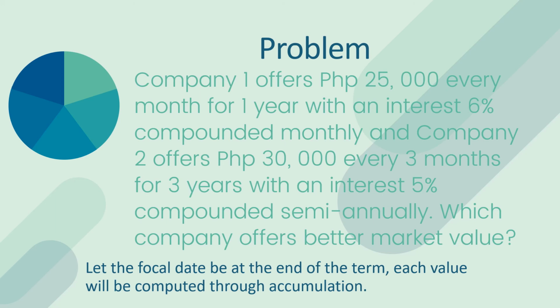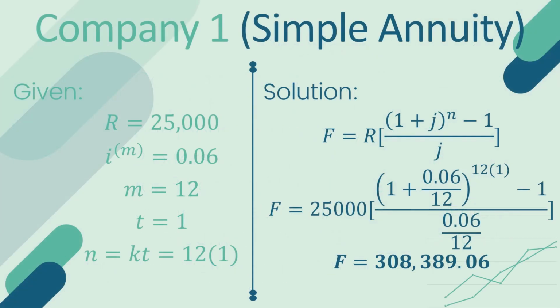To solve this problem, first let the focal date be at the end of the term, so the obligation is to the left of the focal date. Therefore, each value will be computed through accumulation. Since the value will be computed through accumulation, we need to find the future value of the annuities.